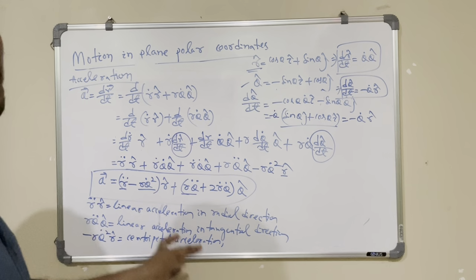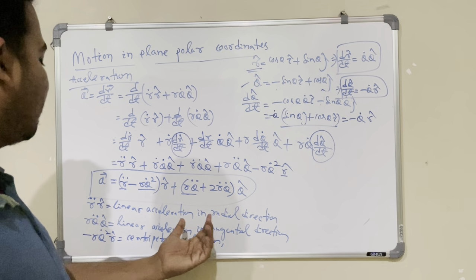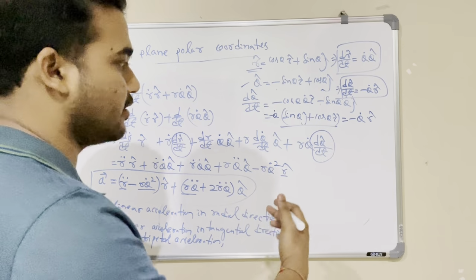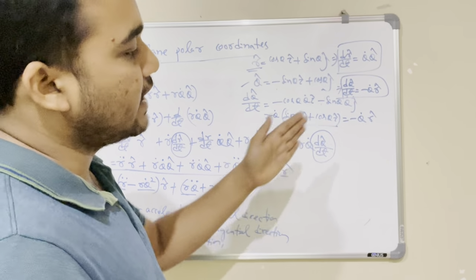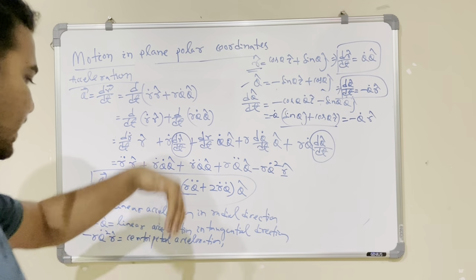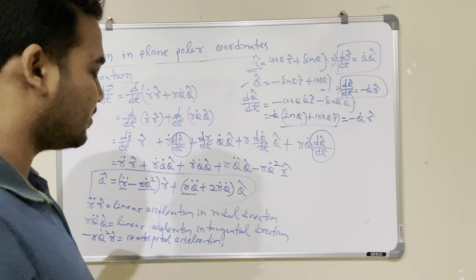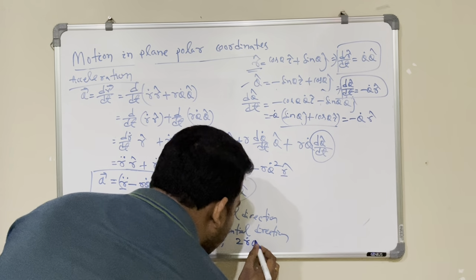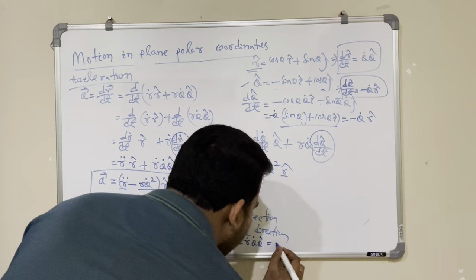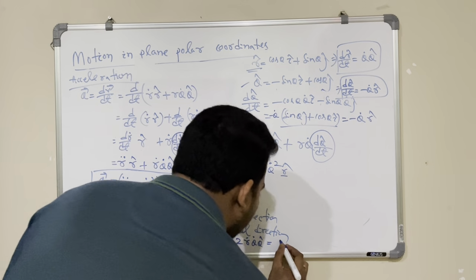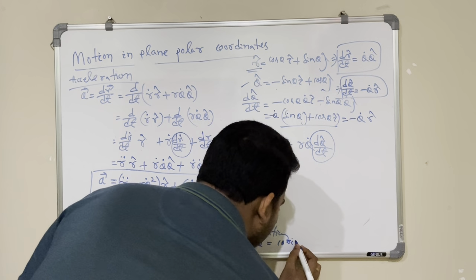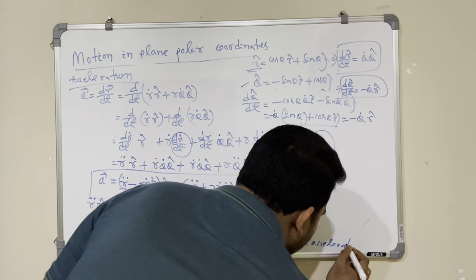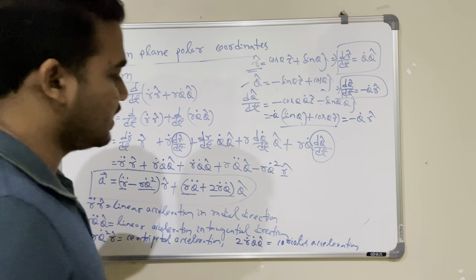We know this acceleration in circular motion. The centripetal acceleration is along minus r cap. That means this acceleration always acts towards the center. The r cap is the radially outward direction, so minus r cap means radially inward. So the centripetal acceleration is towards the center. And the last part, 2 r dot theta dot theta cap, is the Coriolis acceleration.